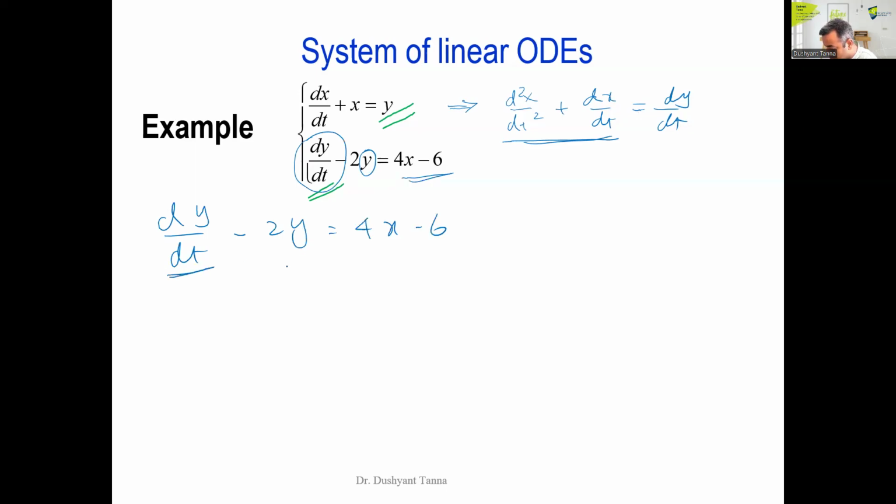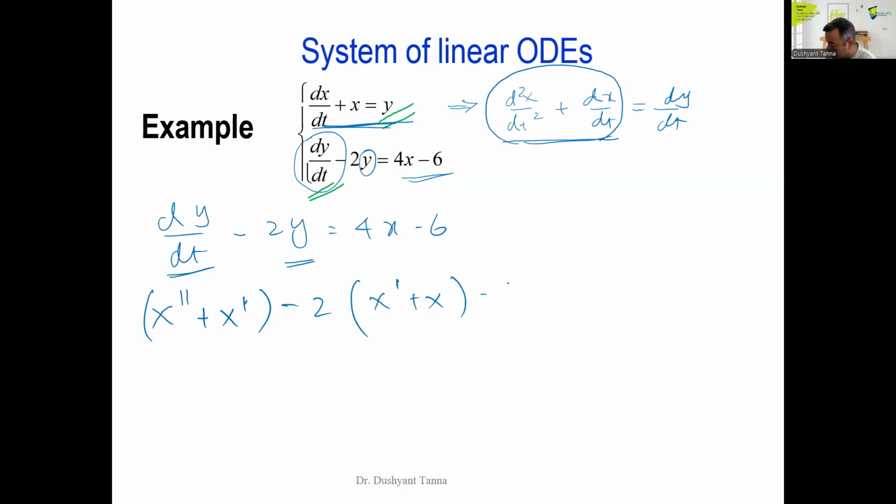I'll replace dy by dt, I'll replace my y, and that's it, right? So this is x double dash, if I have to write it that way, plus x dash minus 2y. Y I will replace from this equation: x dash plus x. That's it. This is equal to 4x minus 6.